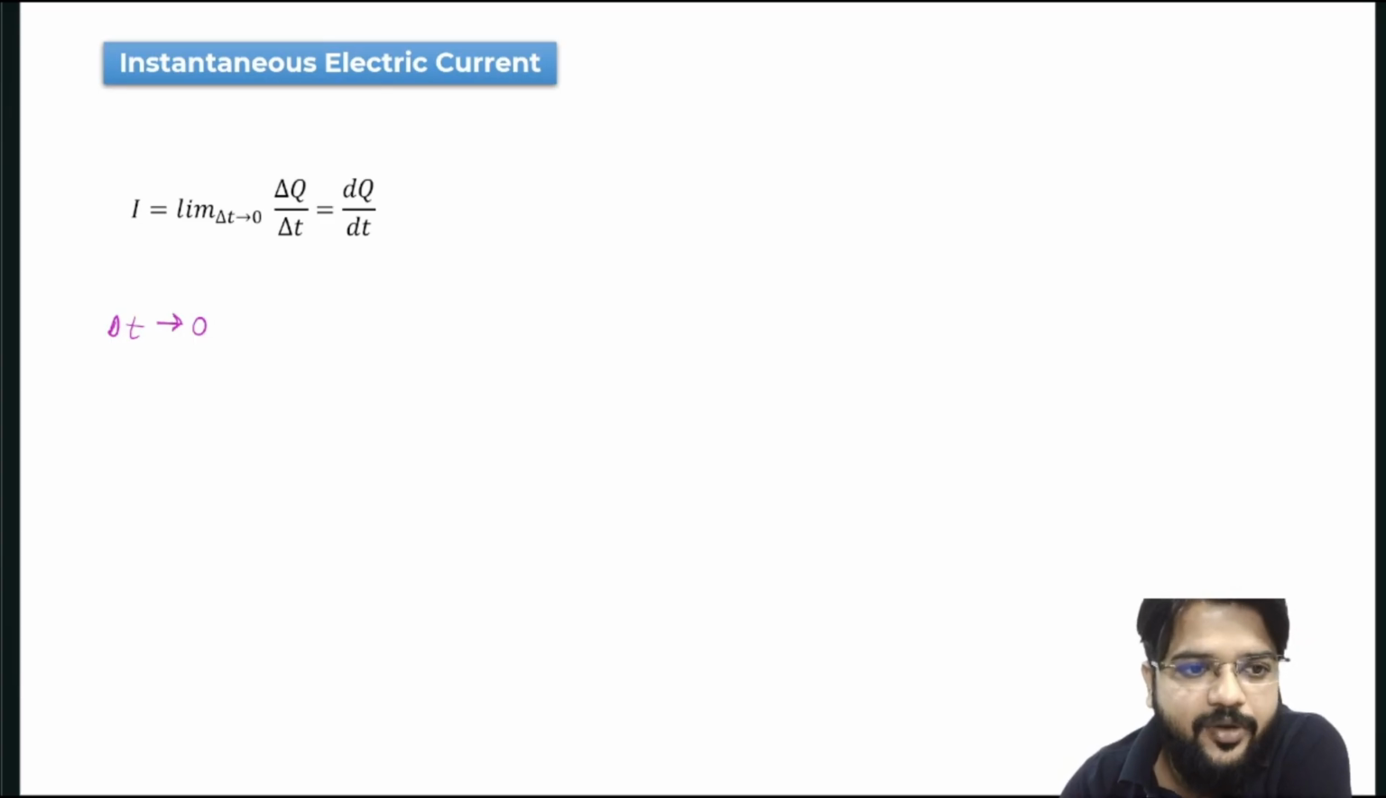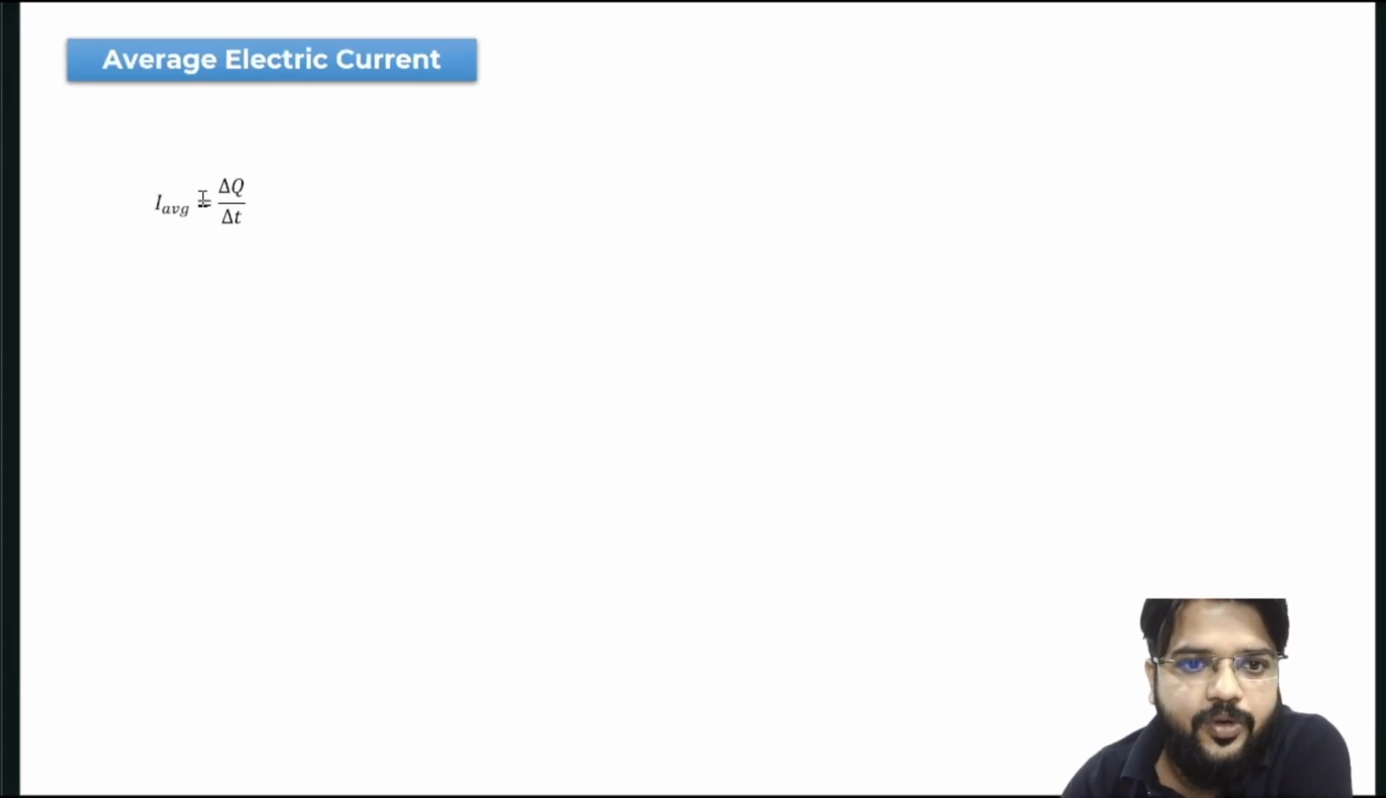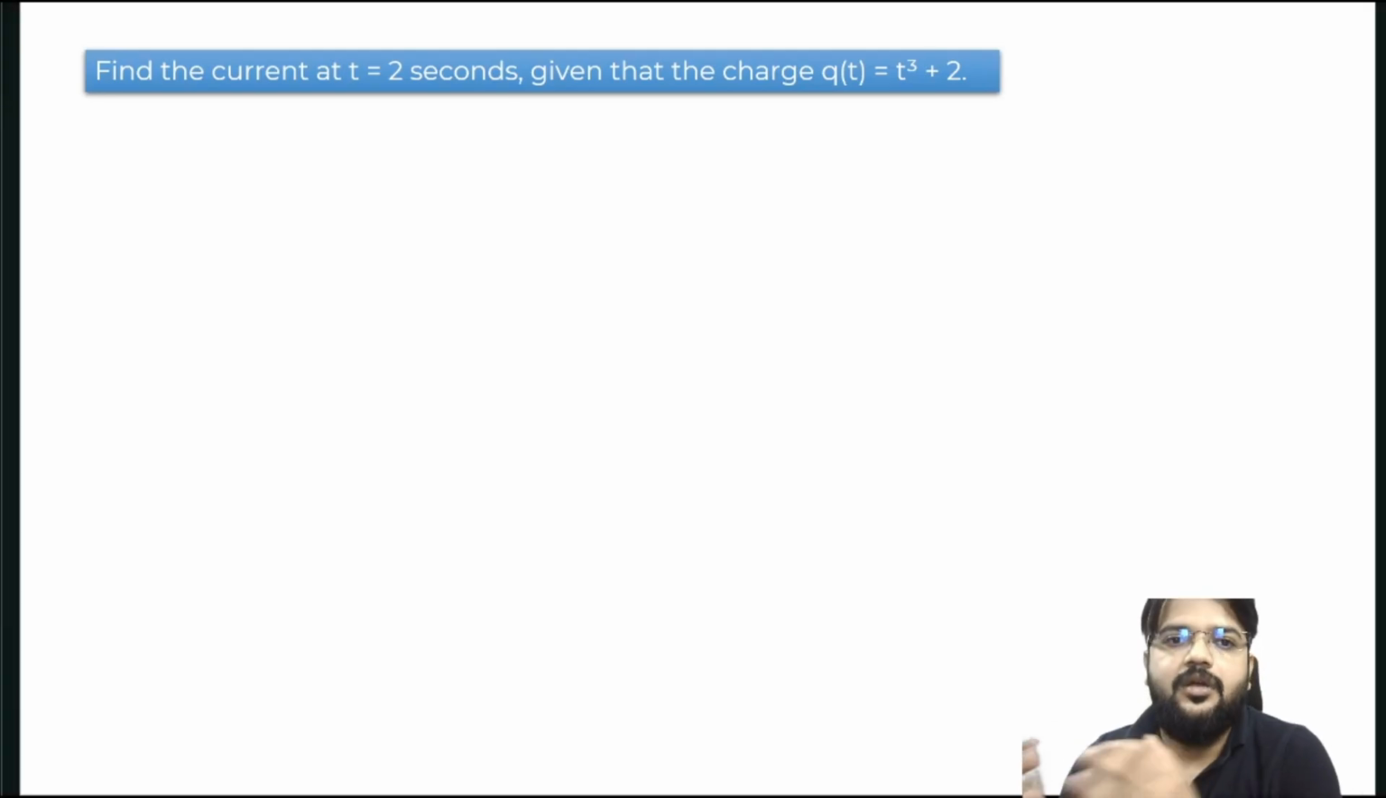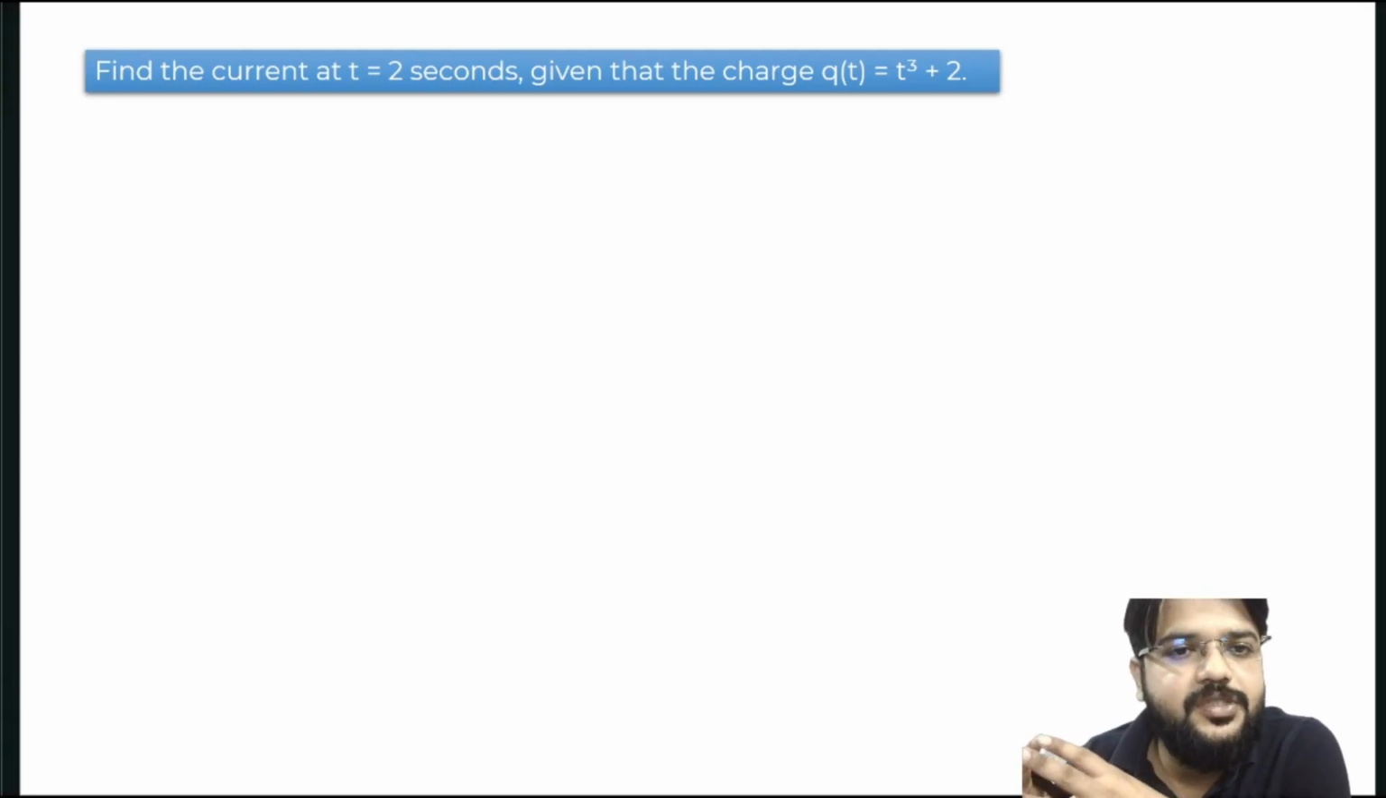I hope this is clear to everyone. Note down both formulas, and then we will discuss some numericals. Then we will get some clarity on how we can find average and instantaneous electric current in numericals. Let's see one question on the basis of this concept.